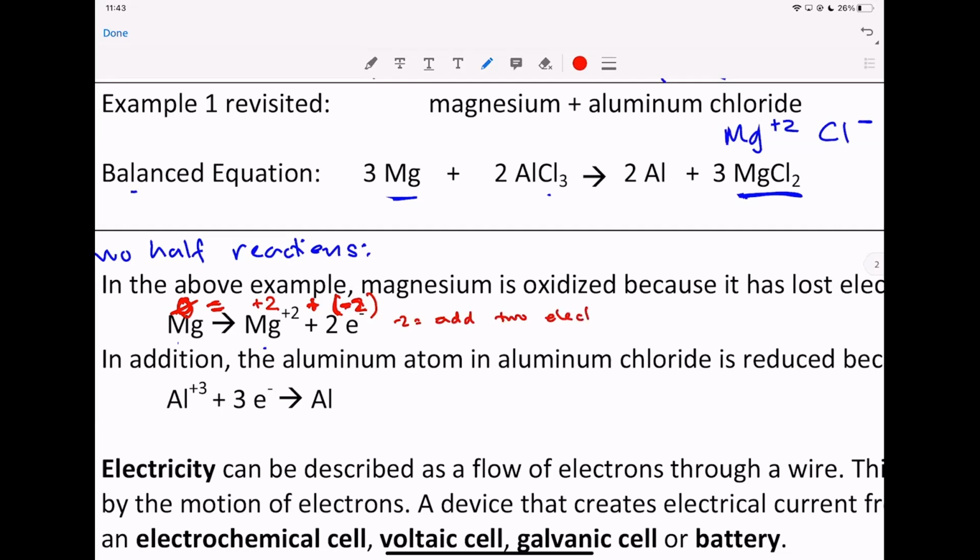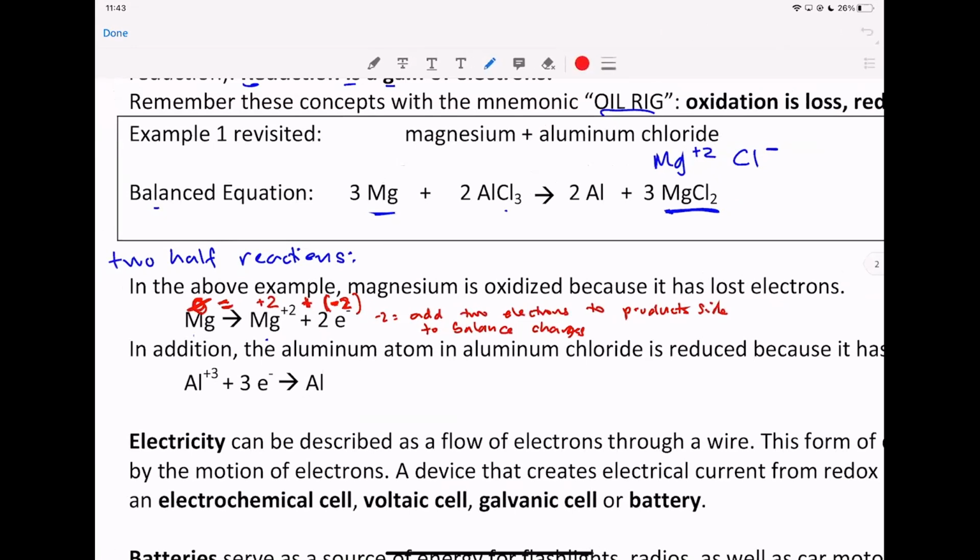And so I added 2 electrons to the product side, and that was in order to balance those charges. Now we can see, following the fate of the aluminum, that aluminum starts off in the ionic compound AlCl3. So aluminum is the ion Al +3, and there's also the chloride ion. You should notice that the chloride ion doesn't change. It's Cl- before and it's Cl- afterwards. But the aluminum does change.